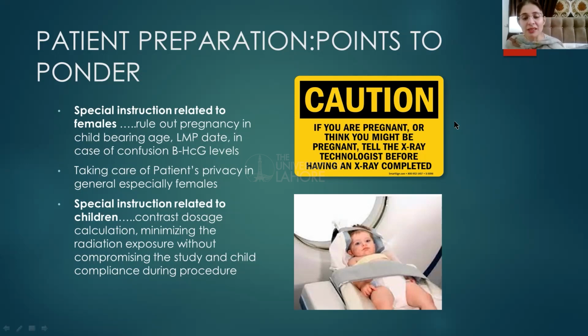This child here is looking so cute and is lying still, but that is not the ideal situation. We all know that. I think he's just posing for the picture. But we all know that children can be very restless and can be quite a challenge for the technician while they're performing the study. So it is important to calculate the contrast dosage and minimize the radiation exposure, as Kiran has already pointed out, but not at the cost of compromising the study.